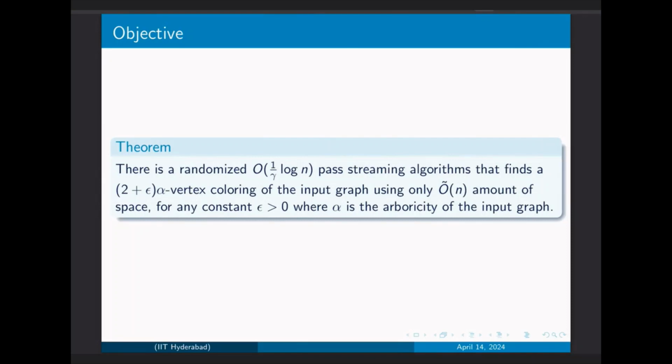We will be seeing a randomized streaming algorithm. It will be a 1 by gamma log n pass streaming algorithm. It will be a (2 plus gamma) times alpha vertex coloring algorithm, using that many colors. The main thing we are concerned about is that it can be done in O~(n) space, irrespective of all the partitioning and the extra coloring process. That's the interesting thing here.